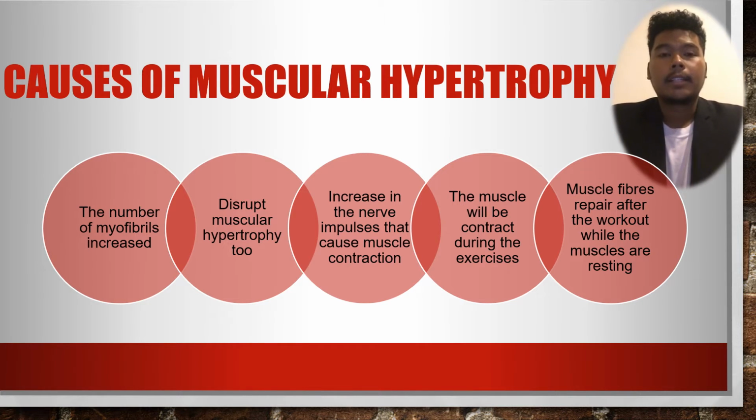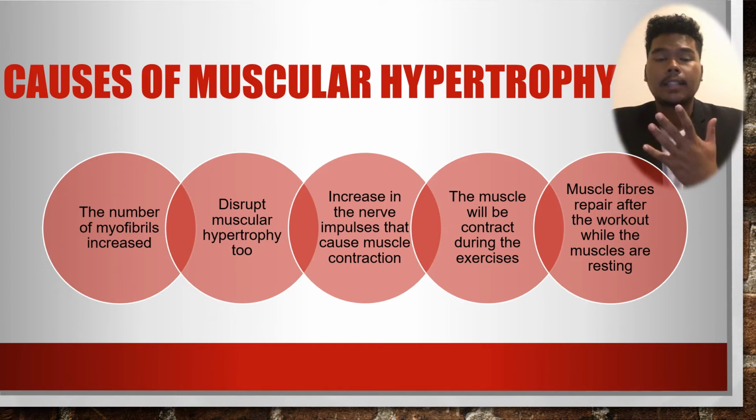Second, it can disrupt the muscular hypertrophy. What does it mean by the sentence? It means that it can interrupt the growth of the muscular hypertrophy. Other than that, it can cause muscle weakness during mid-adulthood. The symptoms usually start in the hands and feet before moving to the center of the body.